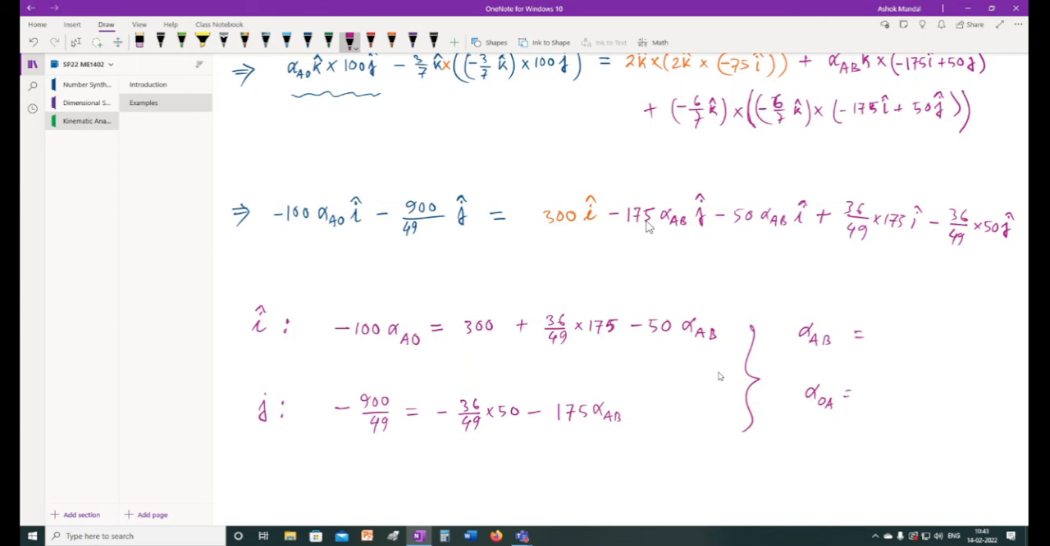Tell me, what are you getting by solving these two equations? From here you directly get alpha AB. What is the value? Minus 0.105 radian per second square. Have you got this? Yes, sir.